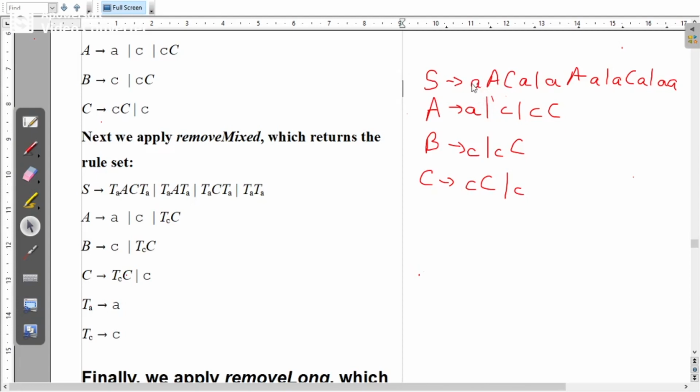So you can see here in the production, if the length is greater than 1 and it is in the mixed form, that is a non-terminal and terminal combination, then you have to take a non-terminal for that. Here we have two symbols, one is A and one is C. So for A, I am going to use a non-terminal called TA, and for C, I am going to use a non-terminal called TC. So these are the things I am going to use.